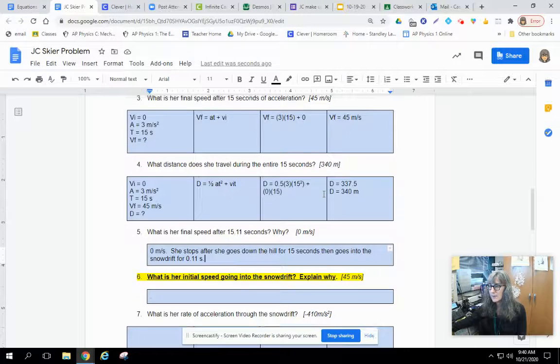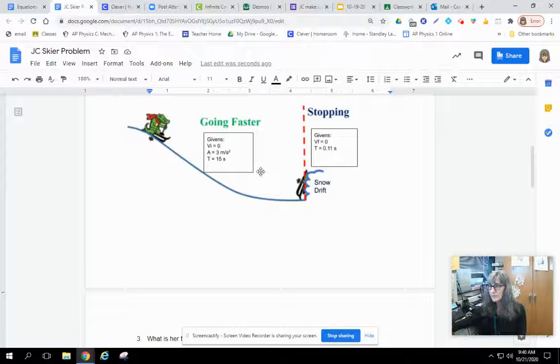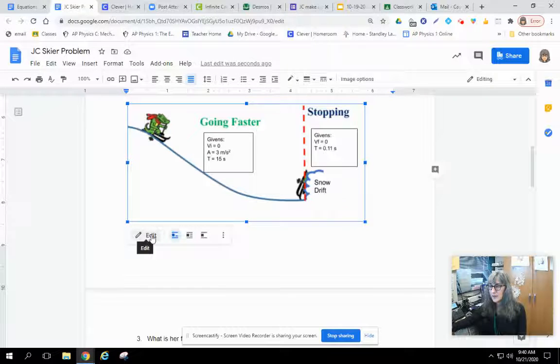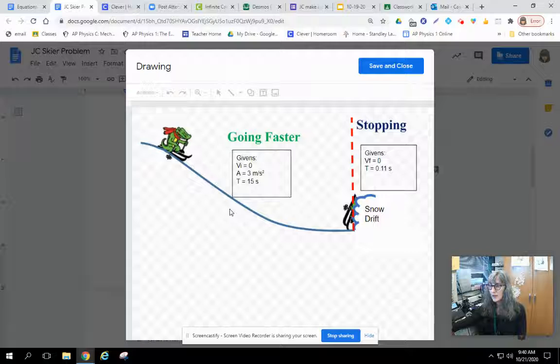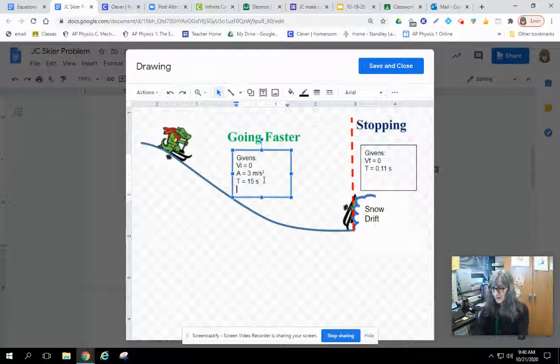So we're going to go back up into our diagram here, and we're going to label some stuff. We now know that her V final, after she goes down the hill, is 45 meters per second because we figured that out in part A. So she starts at 0, she speeds up, she gets faster and faster and faster, and then right here, she's going 45 meters per second. Now she goes into the snowdrift. That means her speed when she goes into the snowdrift is 45 meters per second.